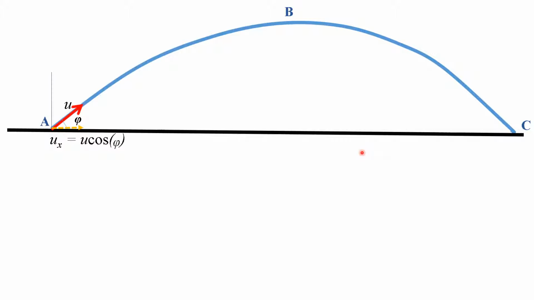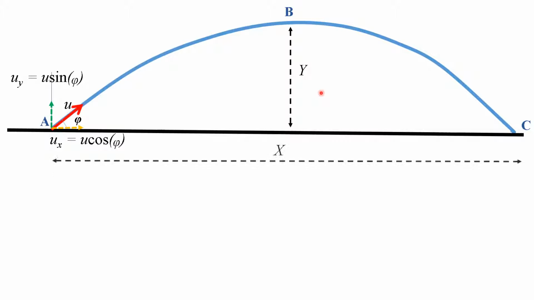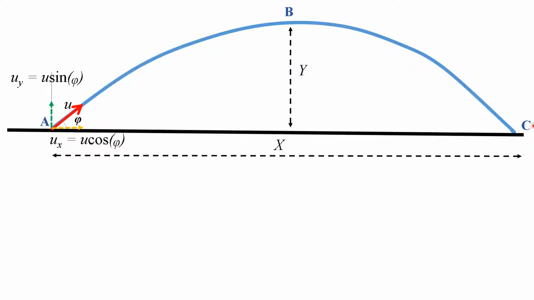Now, this velocity here can be decomposed into two components. The x component, which is u times cosine theta, and the y component, which is u times sine of the angle theta. If we denote the maximum height as y, and the maximum horizontal displacement as x. Some important notes.